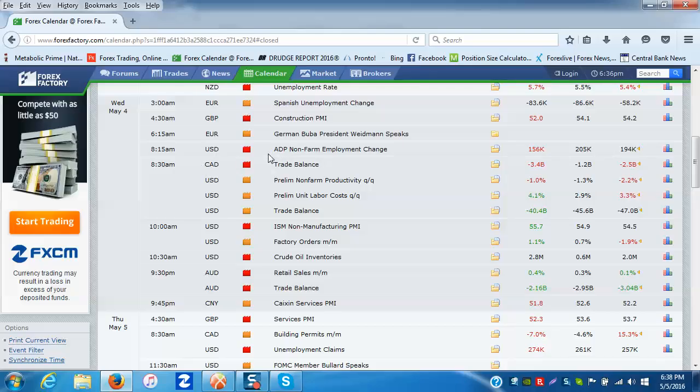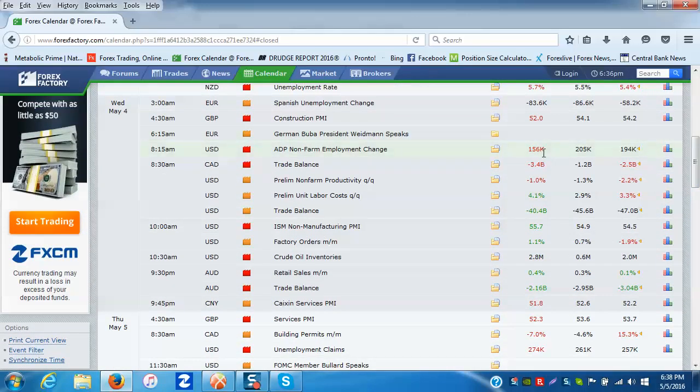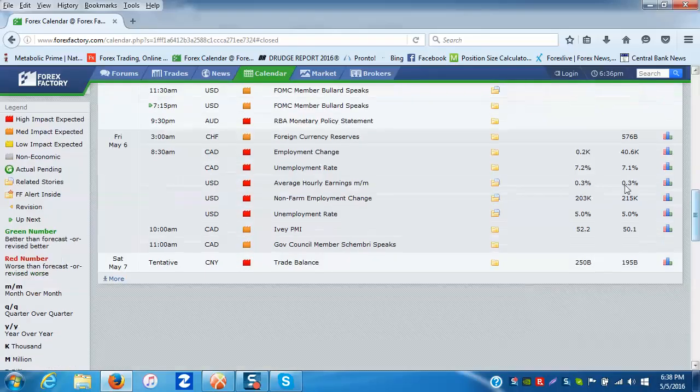Yesterday we had the ADP non-farm payroll change, and that was a miss coming in at 156, which is a really low number. Now, this really does not have hardly any effect on the market. They have it as red level, but honestly, it really doesn't have much effect, because it always comes out 2 days before NFP, which is the bigger one. But it's an indicator, and a lot of times NFP follows this trend. So if that's the case, I wouldn't be surprised if this comes in under 200,000. And that's kind of the benchmark.